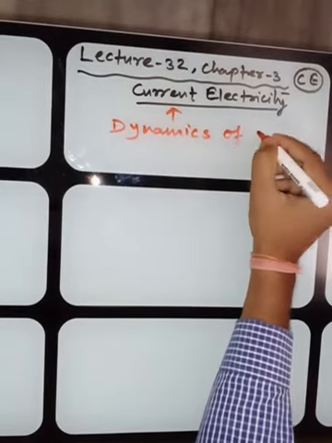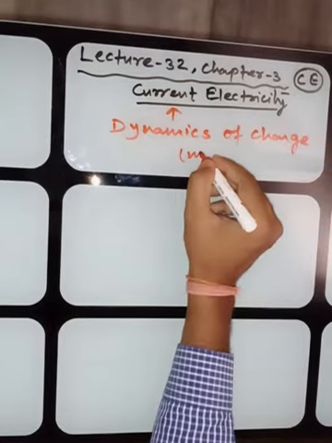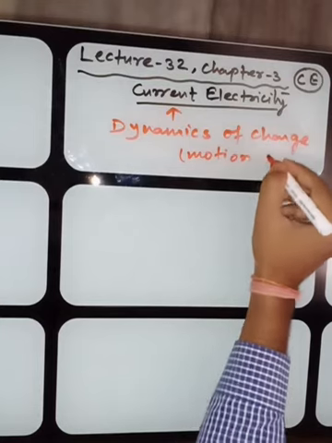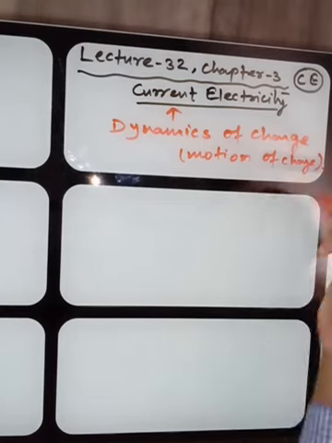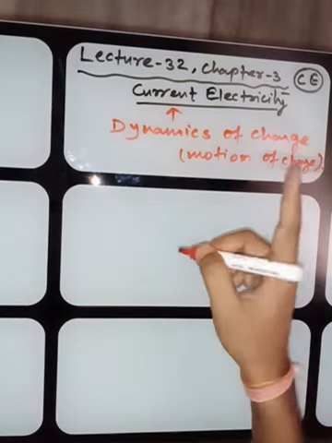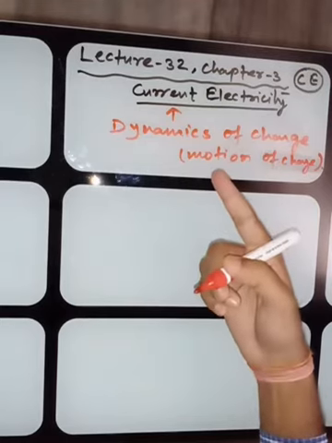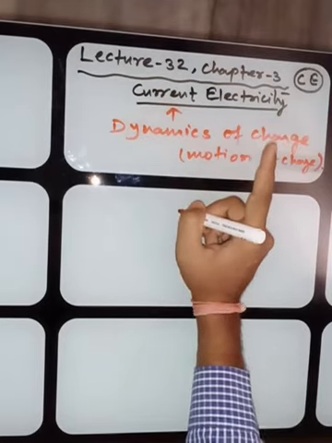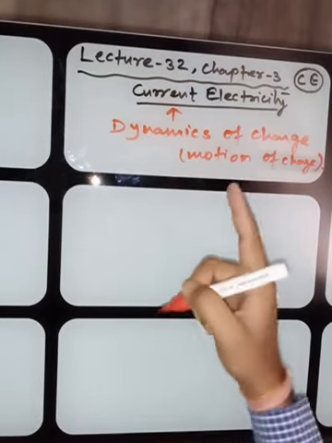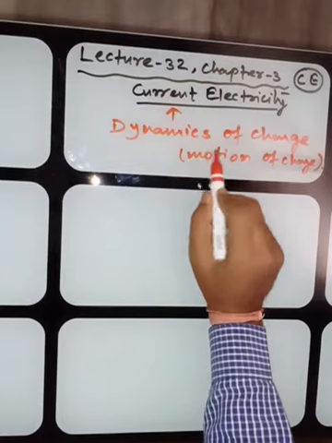Dynamics of charge, that is motion. Motion of charge. In the last chapter we studied, my dear students, that in motion the charge can have constant velocity or variable velocity, but in this case the charge produces electric and magnetic fields. If it is accelerating, then it radiates some energy. So this one is actually about the dynamics of charge.